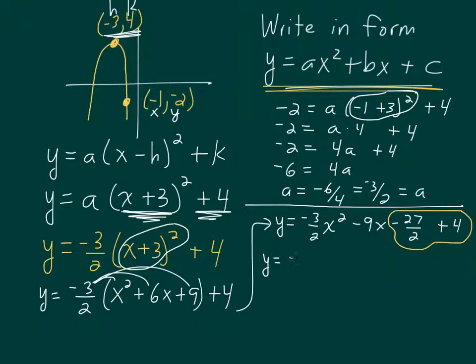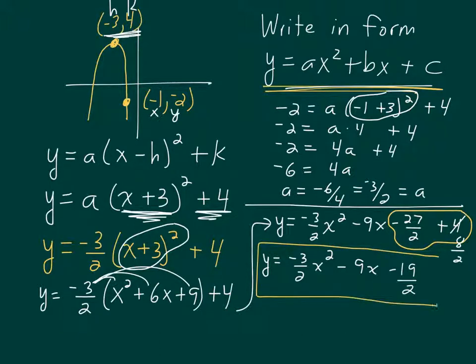So we're almost done. My final simplified quadratic term is negative 3 halves x squared. My linear term is minus 9x. And if I treat this 4 as really 8 over 2 to get a common denominator, I would get negative 19 over 2. Now, instead of writing negative 19 over 2, if you want to write negative 9.5, that's fine. But at the end of the day, we have expressed this in standard form.